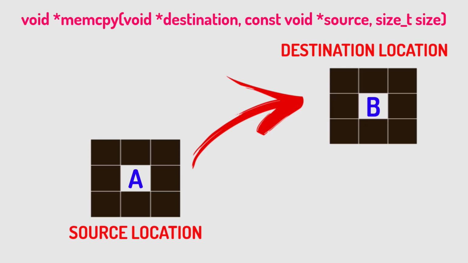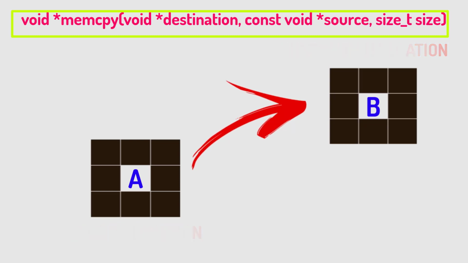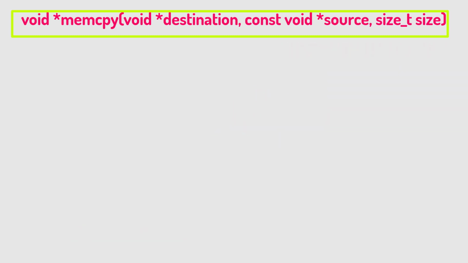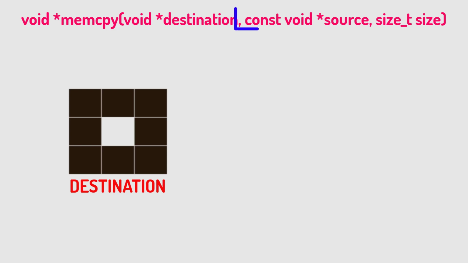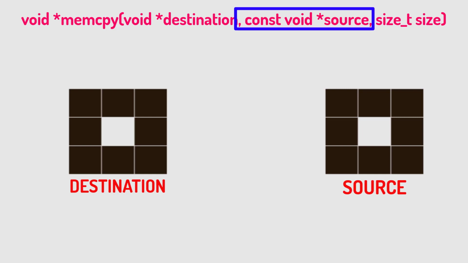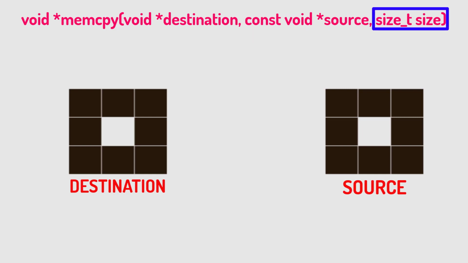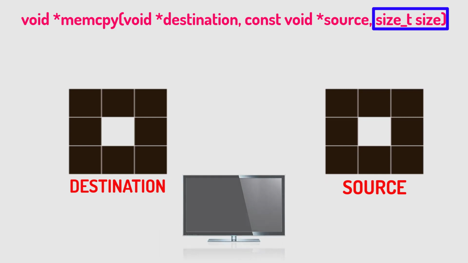The function prototype is this, and its syntax is simple, which takes 3 arguments. First, the destination pointer points to where you want the data to be copied. Second, the source pointer points to the data you want to copy. And finally, the size parameter specifies the number of bytes you want to copy.